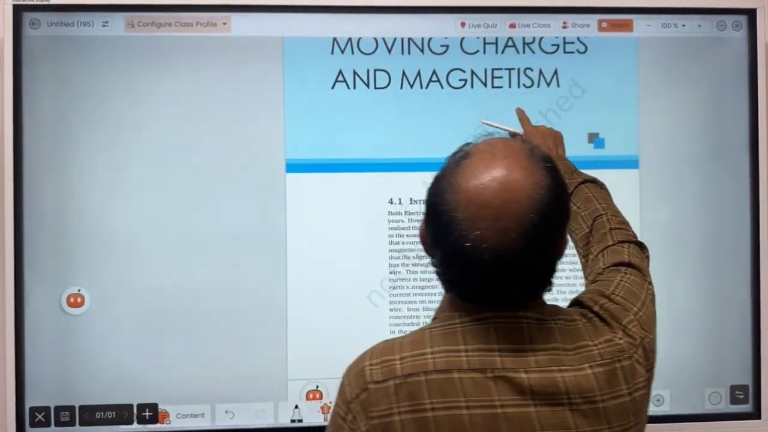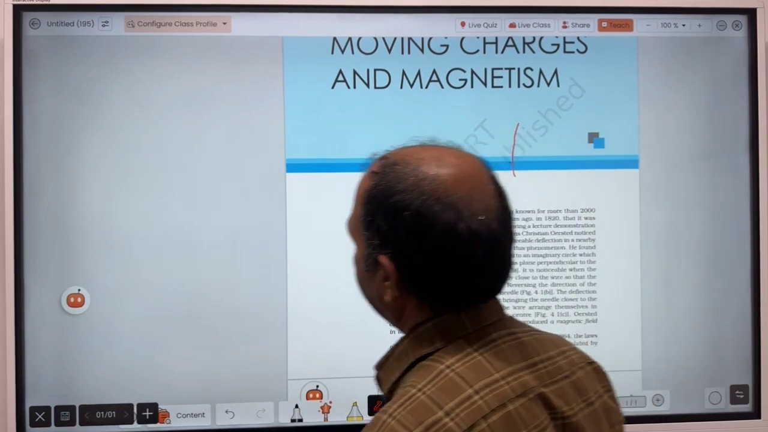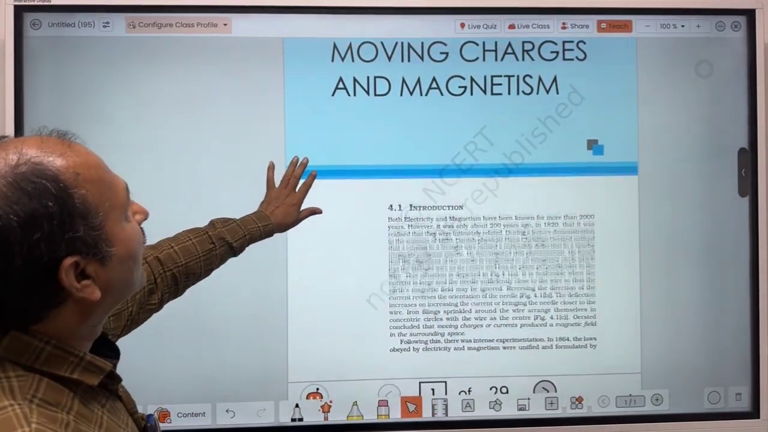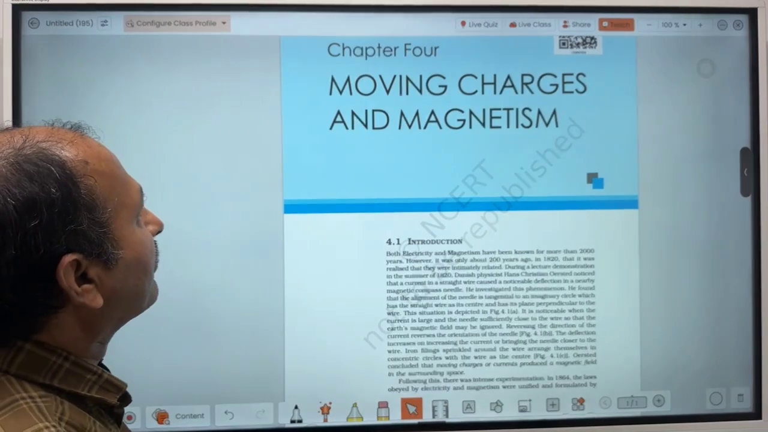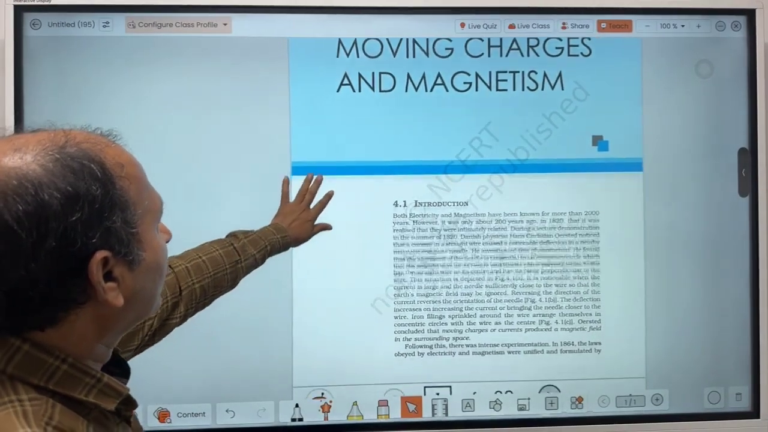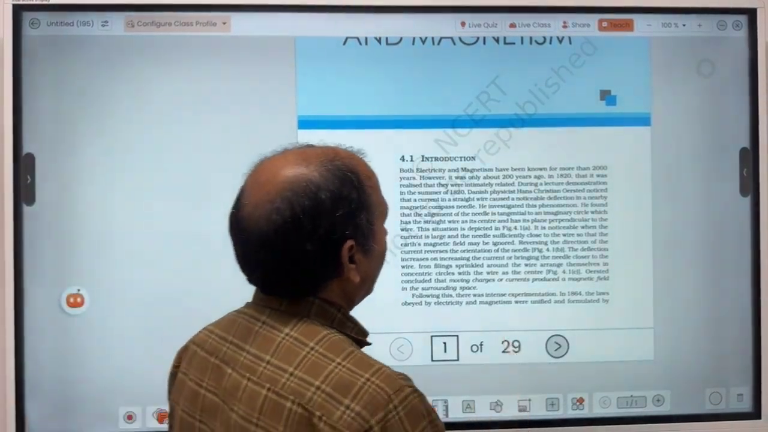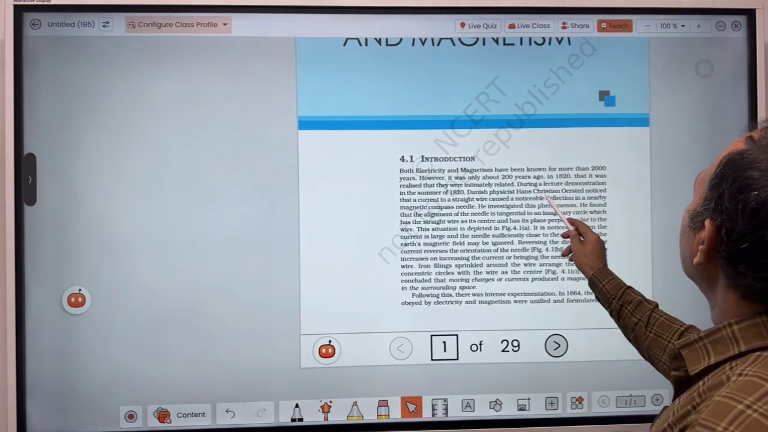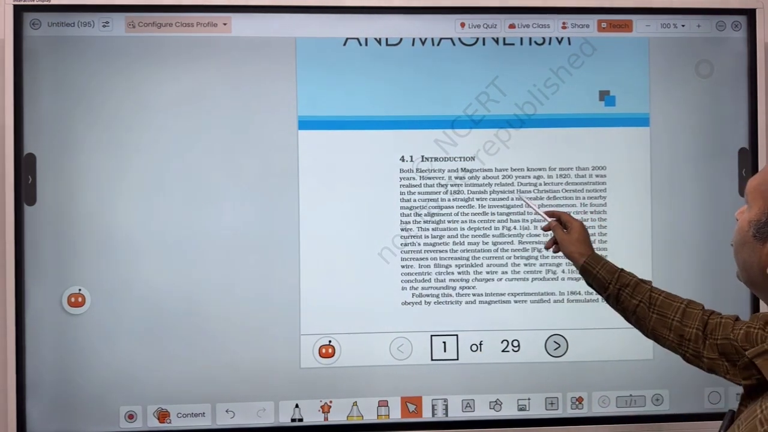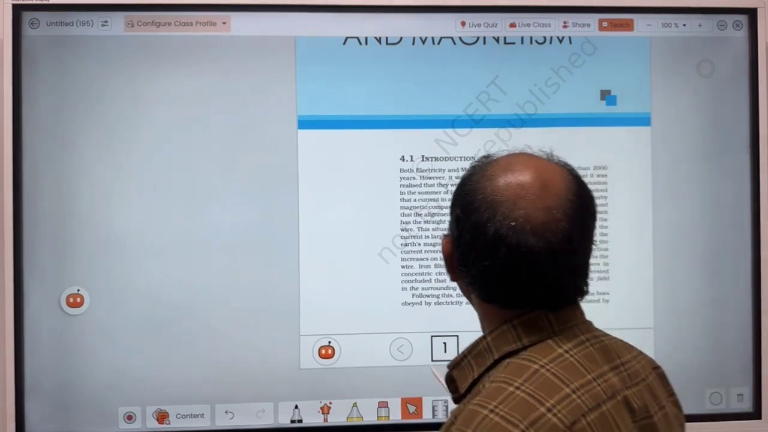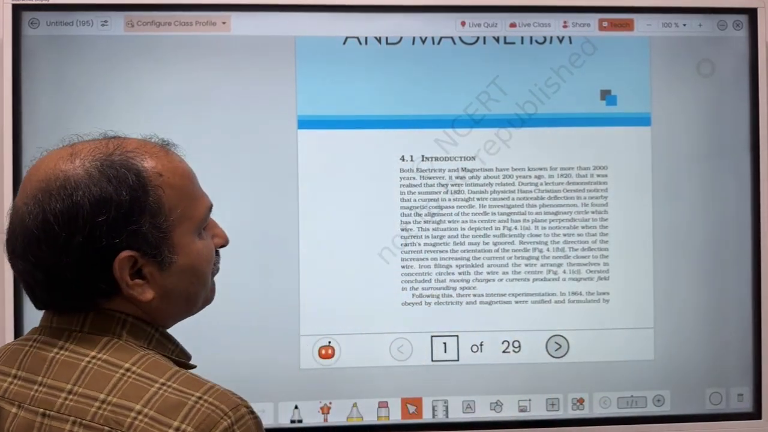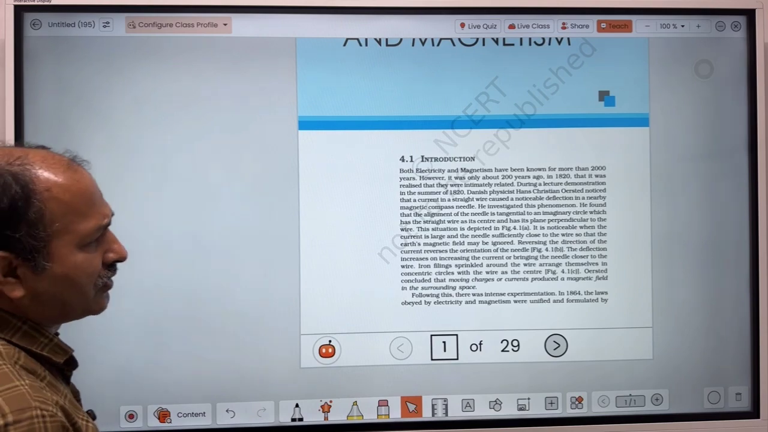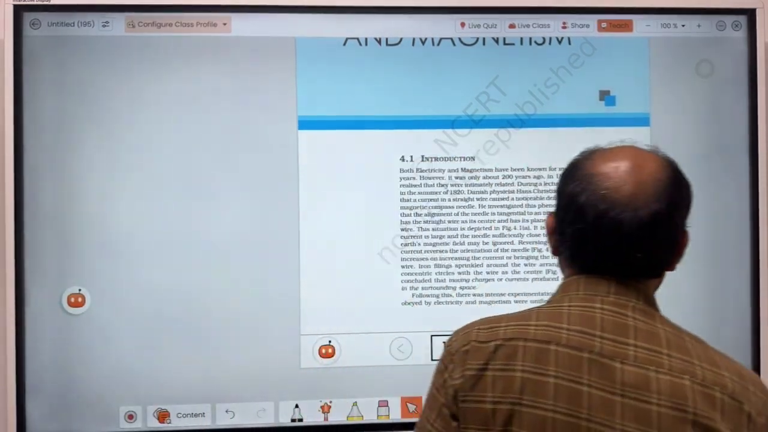Today we are going to start the next chapter of class 12 physics. The chapter is moving charges and magnetism. There was an experiment conducted by Christian Ørsted, and this proved that moving charges produce a magnetic field. You have studied about it in 10th level also.